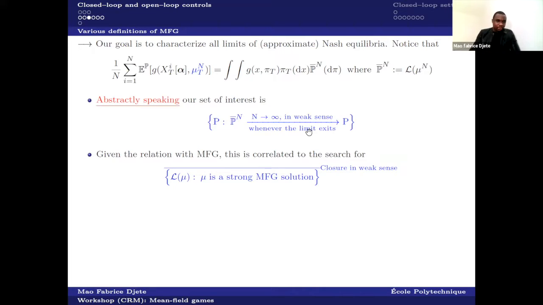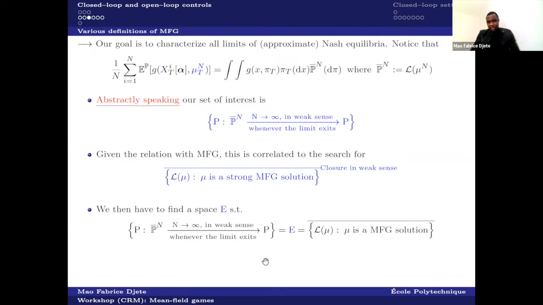And naturally, given the relationship with the mean field game, we are also going to consider the closure in the weak sense of all strong mean field game solutions. So this set and this set are mutually related. What I mean by convergence is especially trying to understand this set, and naturally it's also related to this other set. Mathematically speaking, the main goal is really to understand this set. So, as I mentioned, we want to find this space E such that this one will be equal to this one. And the main question will be, what is this set E?